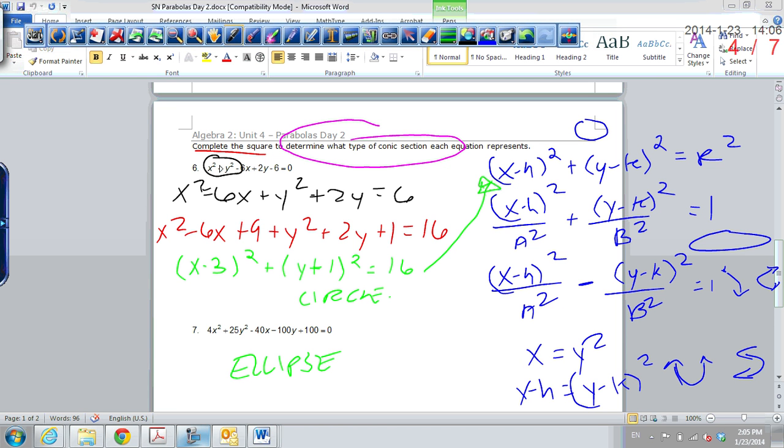If it has the same coefficient, like on number 6, then it's a circle. If it has 2 different coefficients, but yet they're both positive, then it's an ellipse. And if it has 2 different coefficients and one of them is a subtraction, so if this is a subtraction sign or something like that, then it would be a hyperbola.